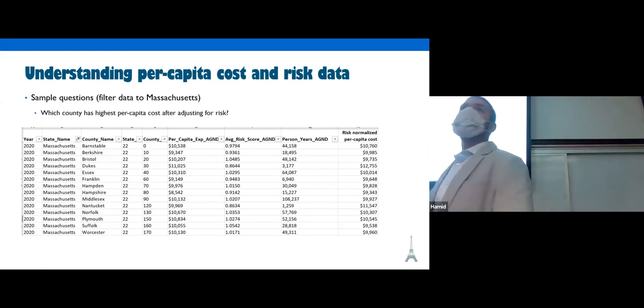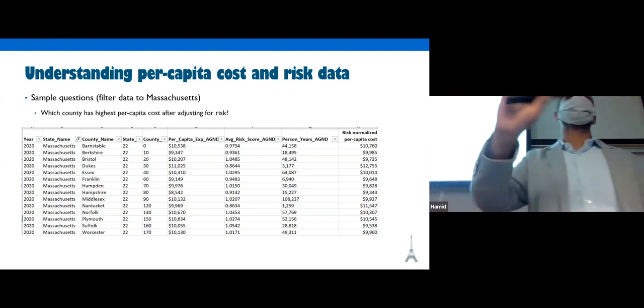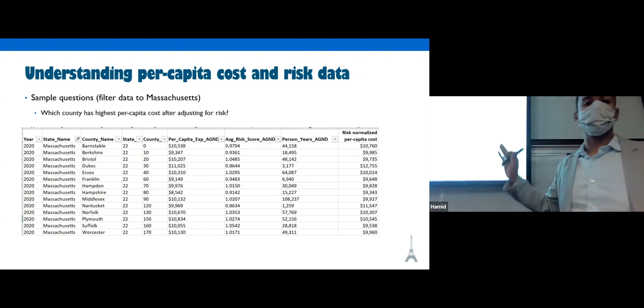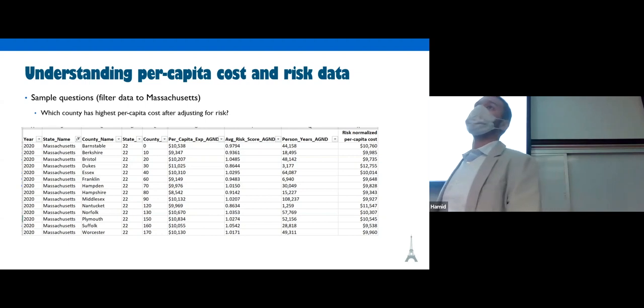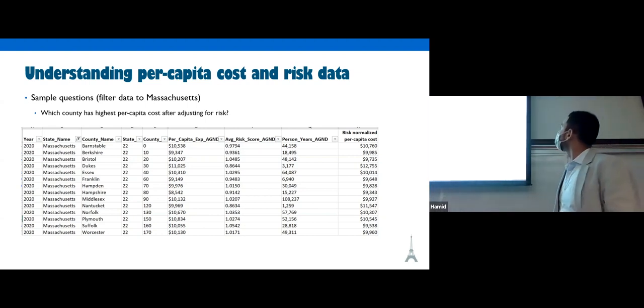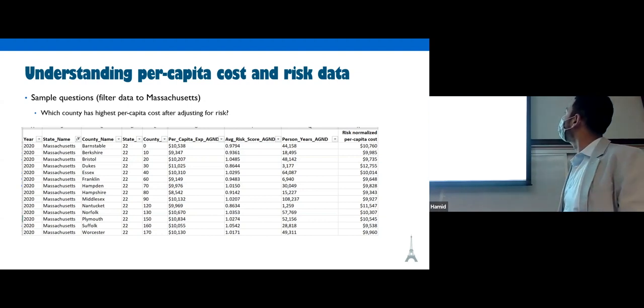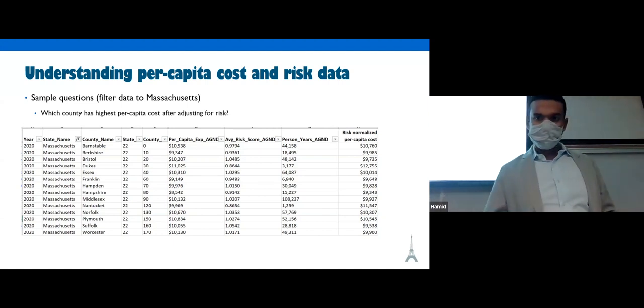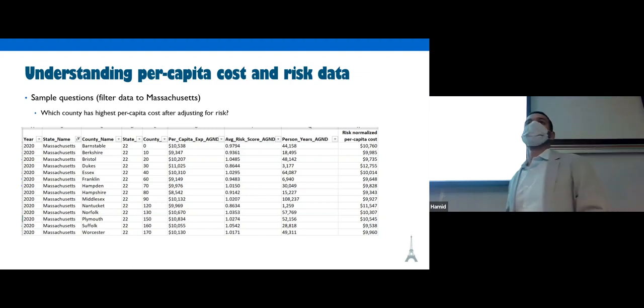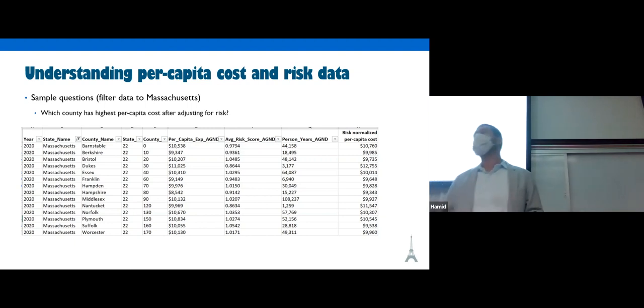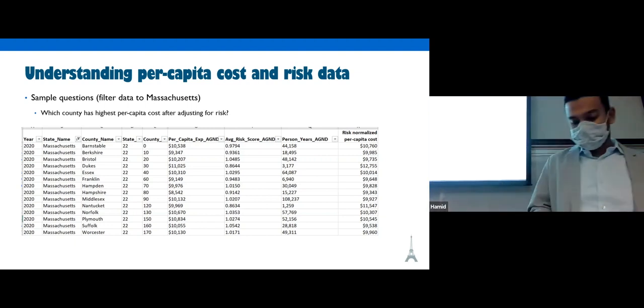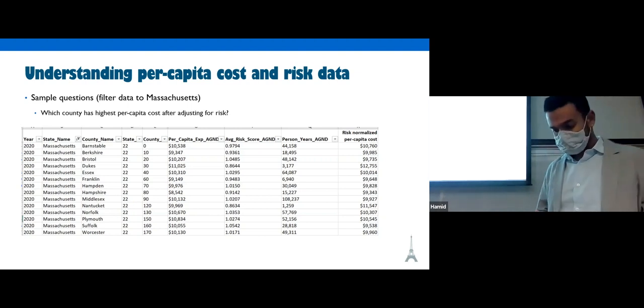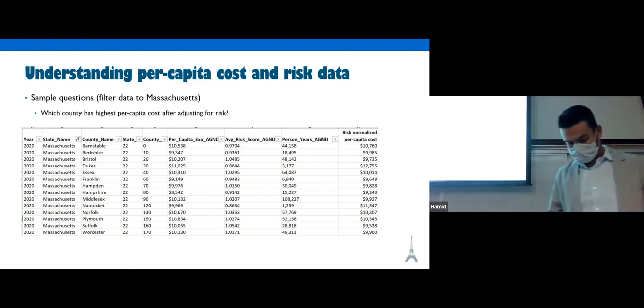Okay. The next sample question I have is, which county? So now I'm not talking about Berkshire versus Bristol, right? I'm talking about all counties. Which county has the highest per capita cost after adjusting for risk? Once again, there's one really obvious answer here. It's right on the board. And there's one slightly less obvious answer. So it's Berkshire, I think.